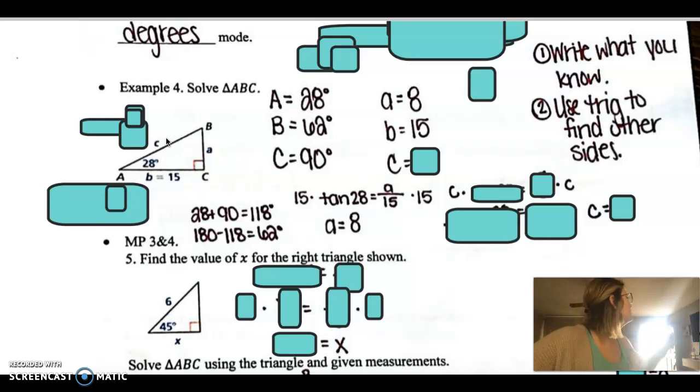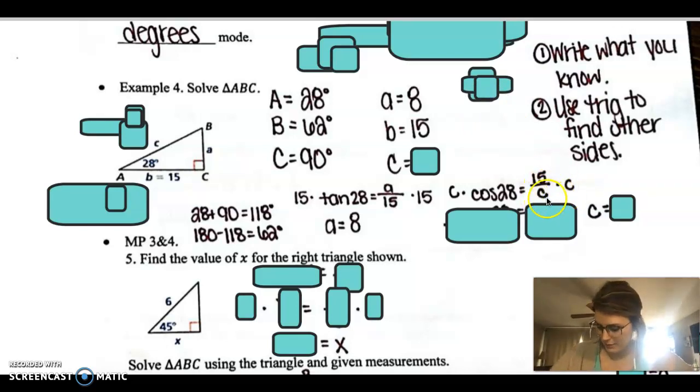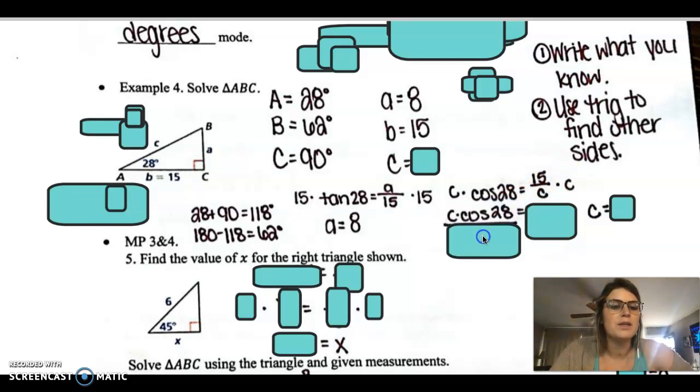Okay, so to find c, we have the adjacent and the hypotenuse. Adjacent and hypotenuse is cosine. So we have cosine of 28 equals 15 over c. So we always multiply by whatever's on the bottom. So in this trig function, it's 15 over c, so we'll multiply by c and get 15 by itself. So that gives us c cosine of 28 equals 15.